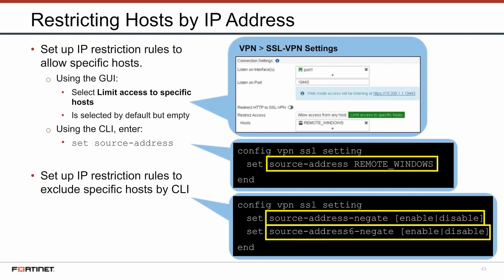The default configuration is set to limit access to specific hosts, but the hosts field is empty. You must specify the IP address or network in the hosts field. This will allow only those users to access the login page. The Allow Access from Any Host setting allows all IPs to connect. On the CLI, you can configure the VPN SSL setting to disallow specific IPs.